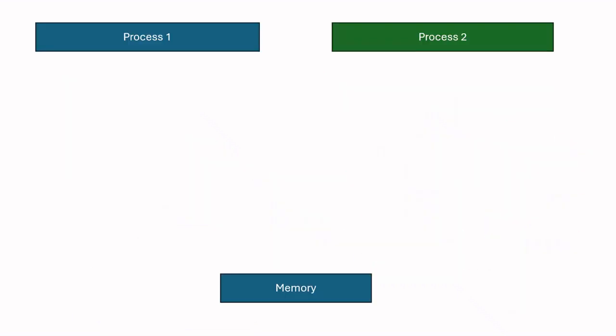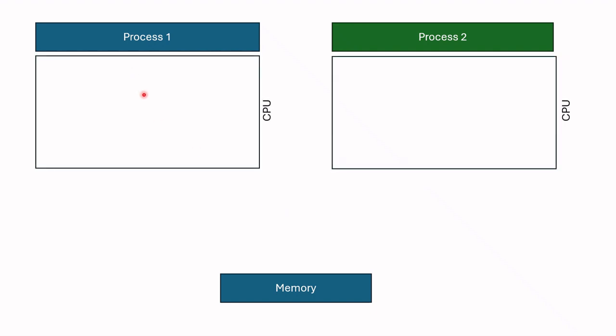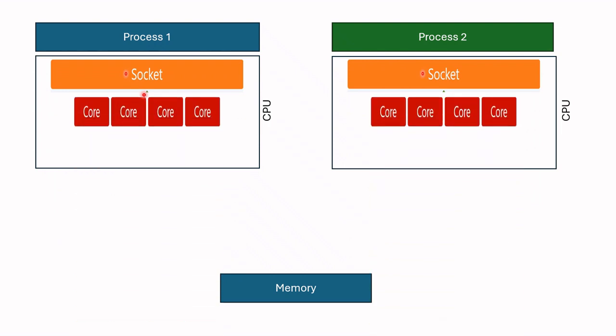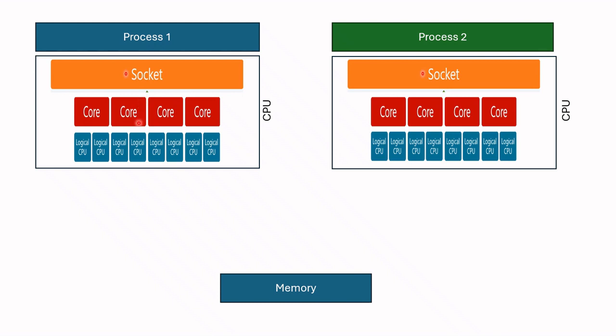As you know, each process runs its tasks on CPU. CPU nowadays is divided into the following structure. First, there is a socket. On sockets, there can be one or more cores. And each core can also consist of logical CPUs. Each CPU runs one task at a specific time. So we have 8 logical CPUs here, right? This means we can run 8 process tasks in parallel.